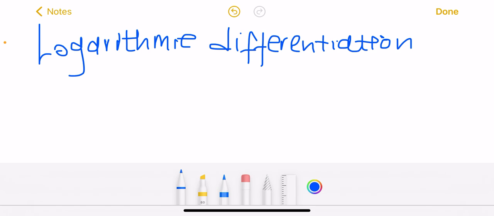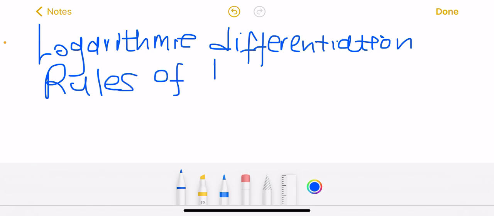Logarithmic differentiation is a technique used to differentiate complex functions, especially functions involving products, quotients, or powers of functions. Okay, so when doing logarithmic differentiation, we have to consider the rules of log. Okay, so what are these rules?